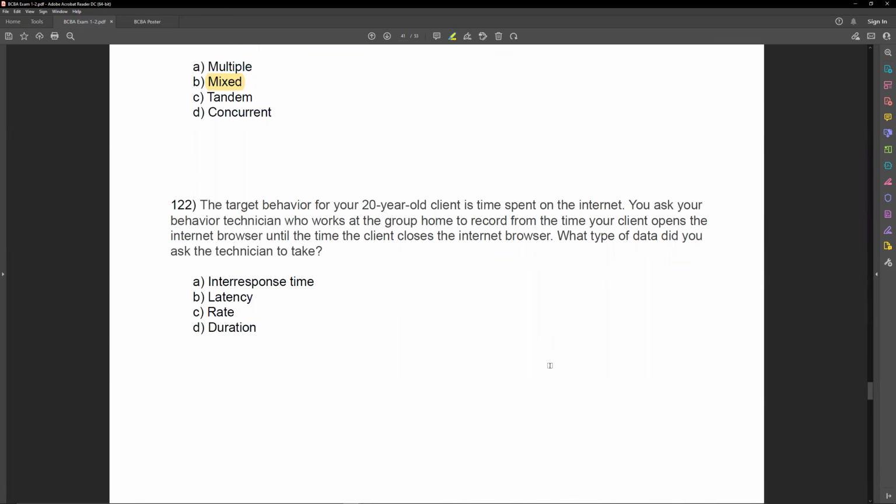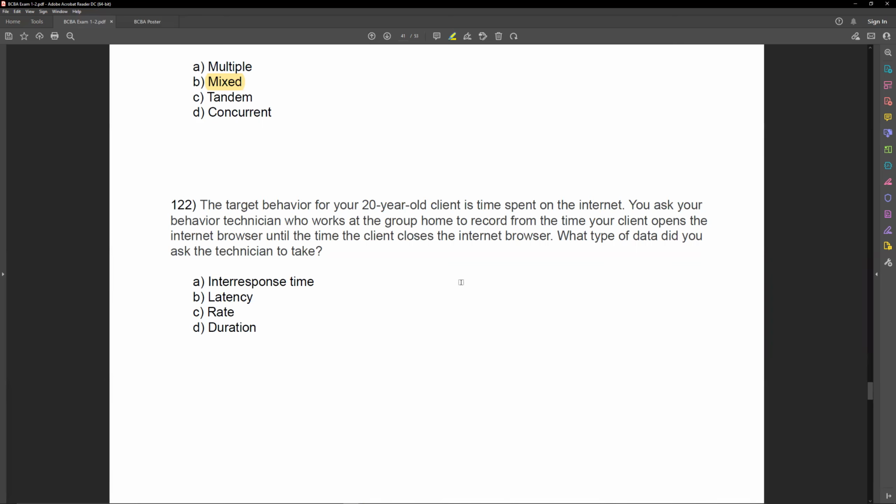All right, very straightforward measurement question. Your target behavior is time spent on the internet. You ask your technician to record from the time they get on the internet to the time they get off the internet. So what are we recording? Well, we're recording the total time of this one response, this time spent on the internet. What type of data are we taking if we're recording how long a response occurs?